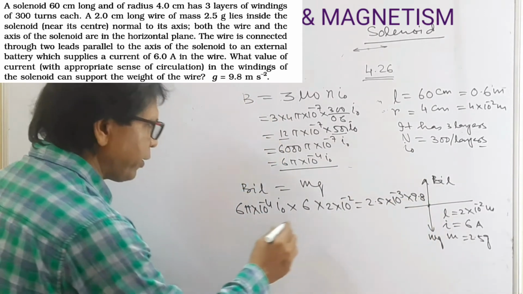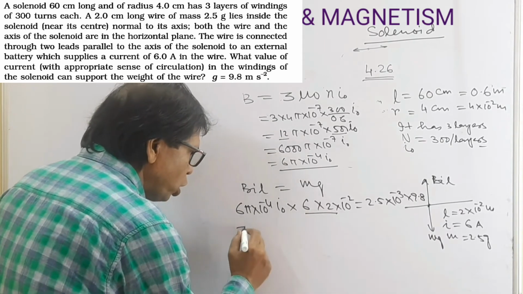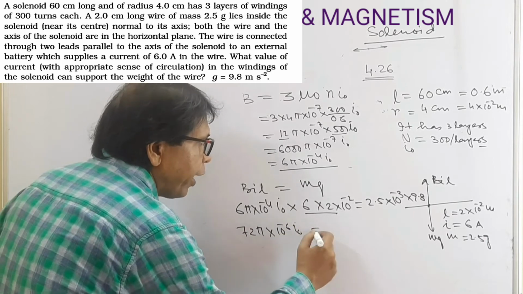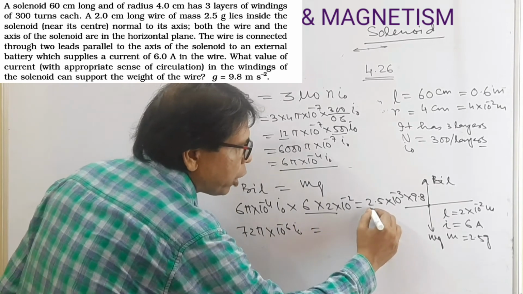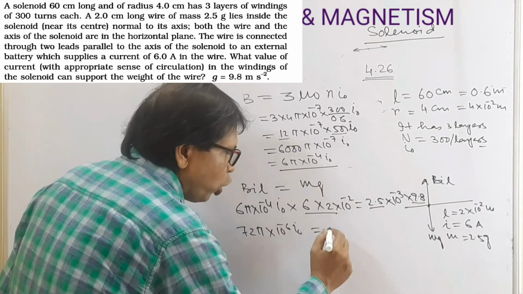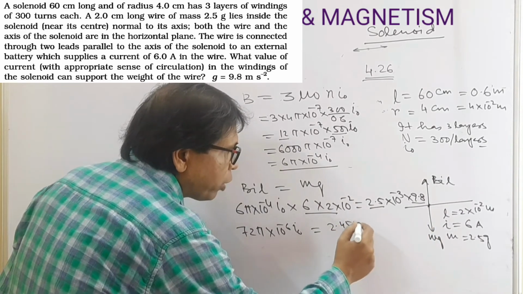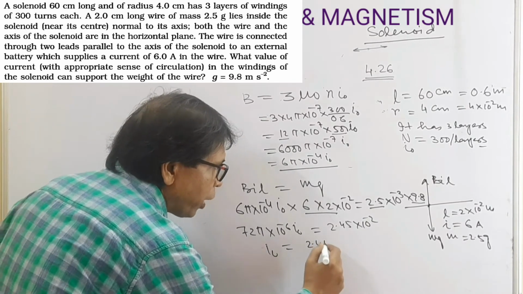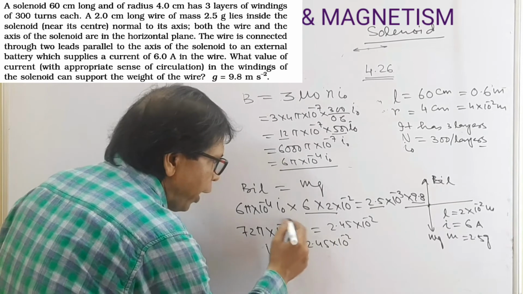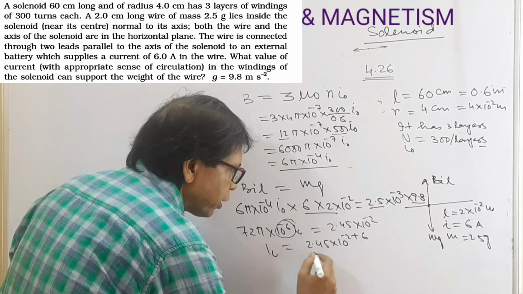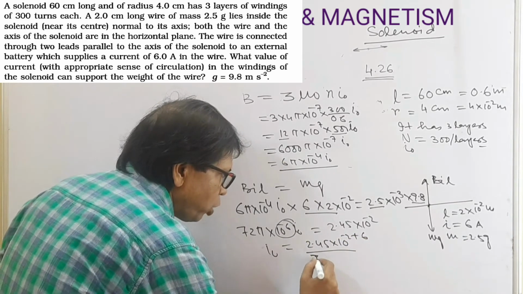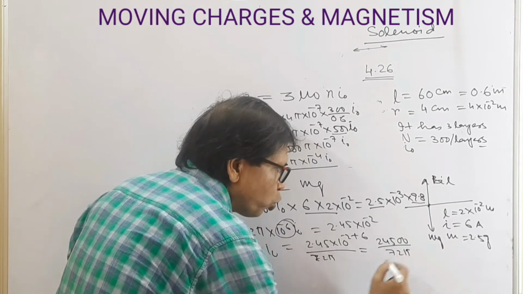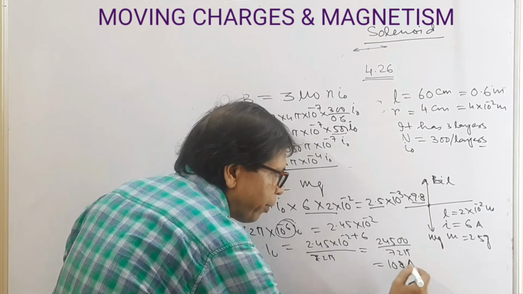Okay. Now look at this. This is 12, so this is 72 pi into 10 to the power minus 6 I naught, and this is 2.5 and 9.8, so this is 2.45 into 10 to the power minus 2. Now I naught equal to 2.45 into 10 to the power minus 2 and 10 to the power minus 6, so this is plus 6, and this is 72 pi. This is 24500 divided by 72 pi, so this equals 108 ampere.